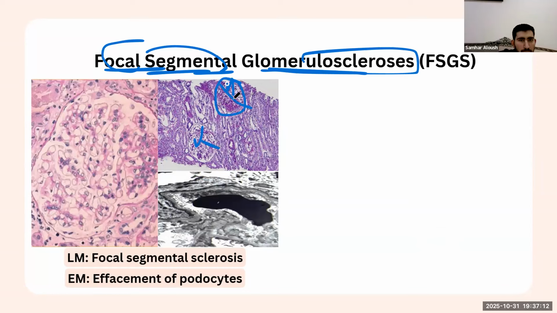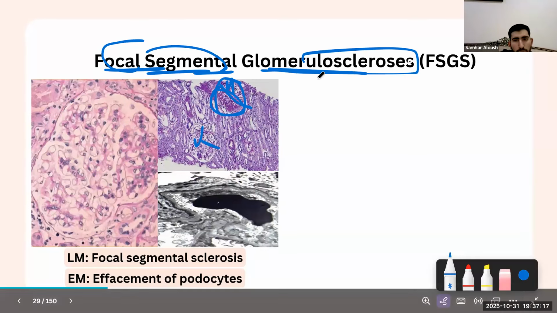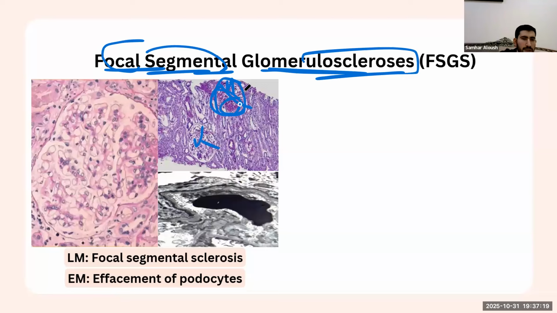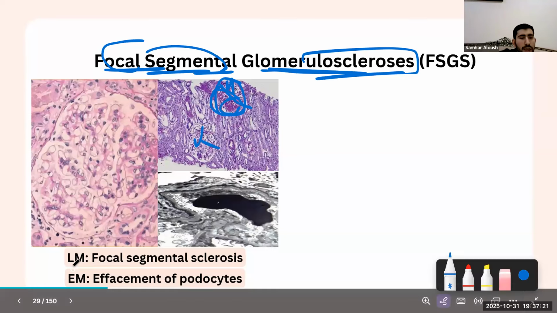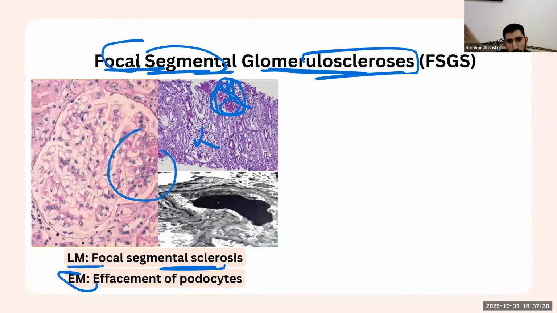This part, the above part, is not affected. Only the lower part is affected. But affected by what? Sclerosis. So there is sclerosis, fibrosis of the glomerula. So in light microscopy, there is sclerosis, as we can see here. In electron microscopy, focal segmental glomerulosclerosis also can cause effacement of podocytes.